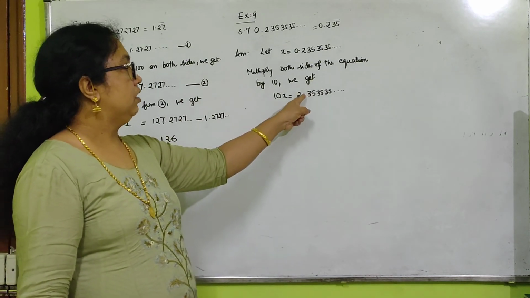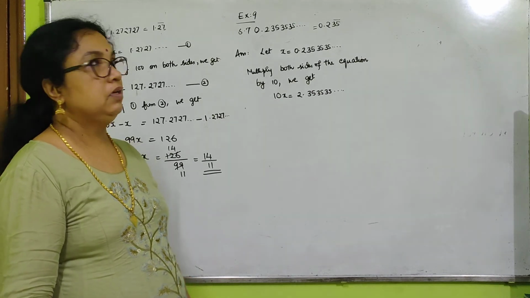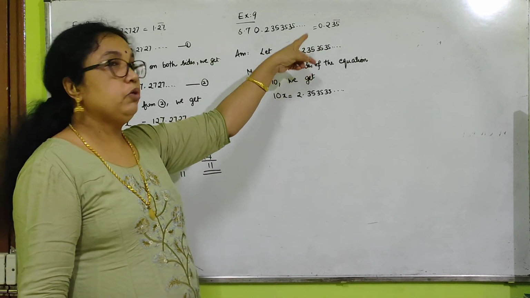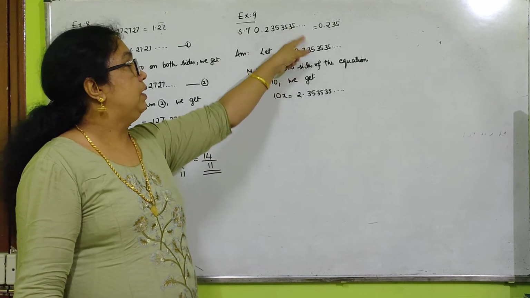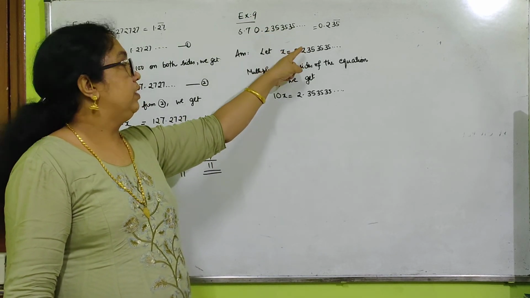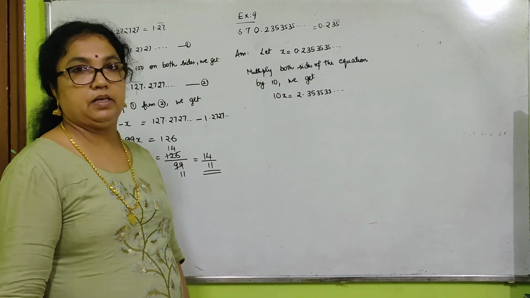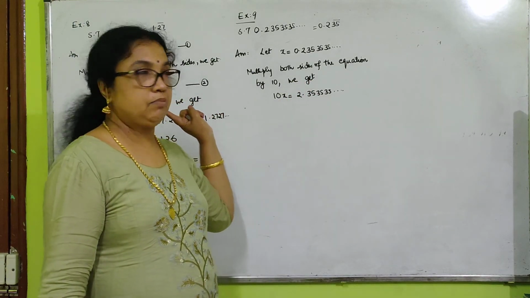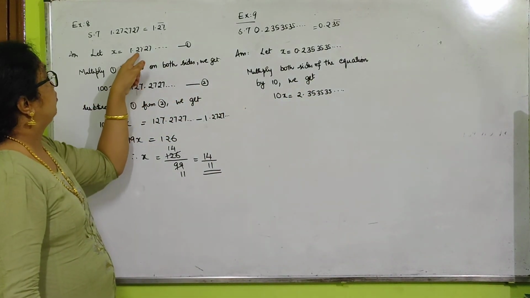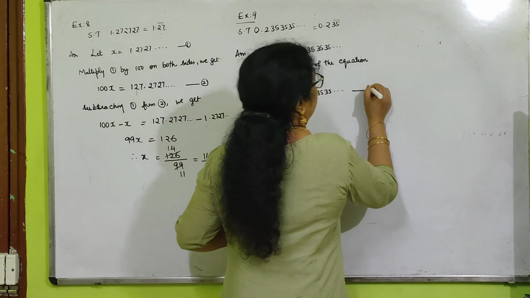Now look, after the decimal 3535 is repeating. 2 is not repeating, so first I moved the decimal to after that one. Here 2 is only 1 digit that is not repeating, so first I multiplied by 10. In the sums we did earlier, the term 2727 came like that. So now write this one as the first equation.